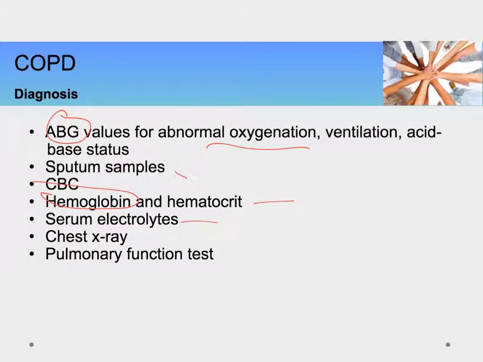Serum electrolytes, that tells us hydration. It tells us if the kidneys are functioning well, lots of different things like that. Chest x-ray, it's a picture of that chest. We can look at the lungs to identify if we see any kind of fluid in there, any lesions, any abnormalities in the anatomic position of the lungs, things like that. Pulmonary function testing I pretty much covered in the past few slides. We know that that is the gold standard. And make sure that you understand that spirometry is a form of a pulmonary function test, so they go together.